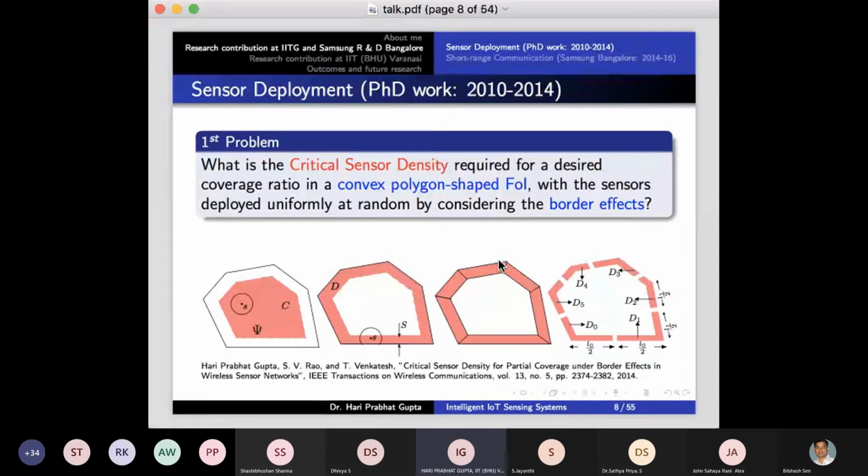So here we use computational geometry, especially the tools of the Voronoi diagram and the power diagram, for finding these regions. And this work is published in the given reference.